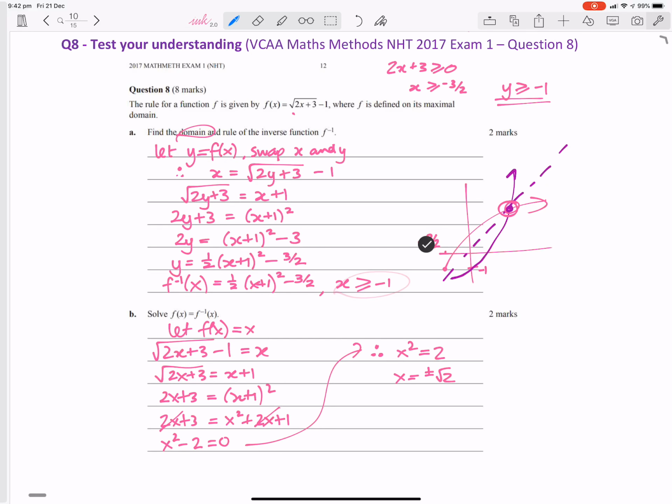But x is also greater than or equal to -1. So, for them to be able to intersect, we know that x has to be greater than or equal to -1. So therefore x is equal to root 2. Because if they're going to intersect, they need to have the same x value and the same y value. Well, here we could have x less than root 2, but here we can't have less than negative root 2, so that's why it's got to be greater than -1.